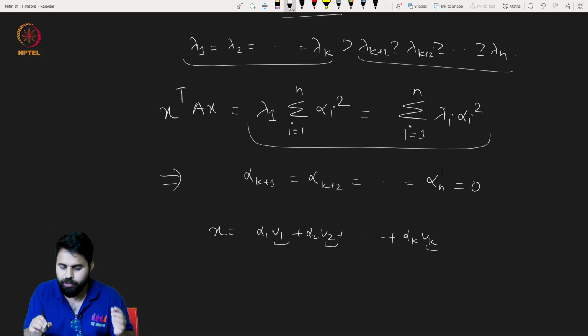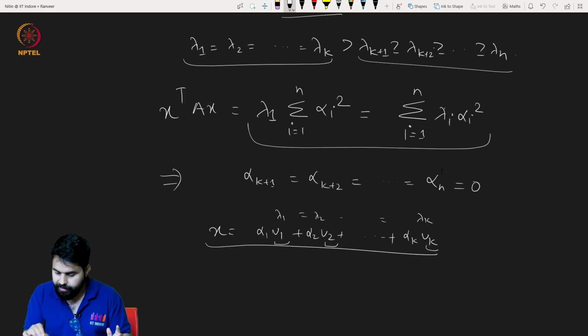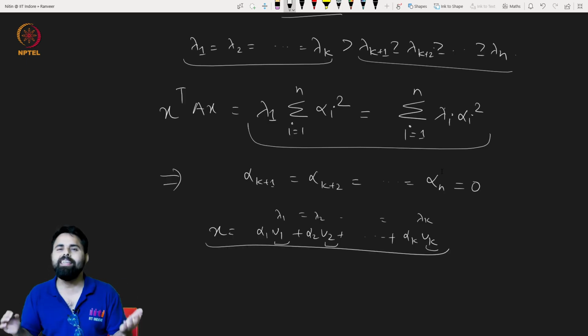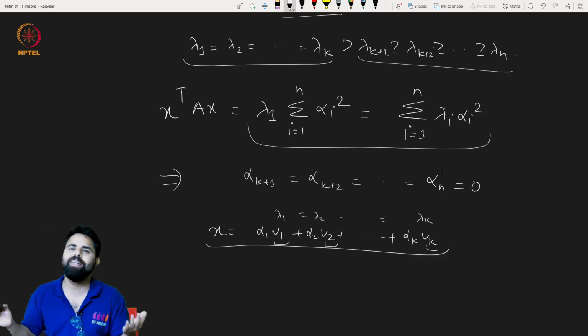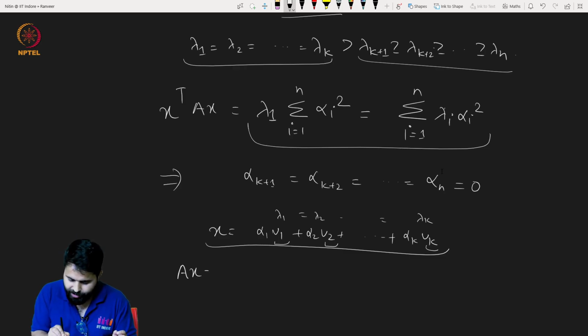Lambda 1 equal to lambda 2 equal to and so on, again I am writing for simplicity. So I can write this as lambda 1. Now x can be written as this, a linear combination of eigenvectors corresponding to eigenvalue lambda 1, and the linear combination will also be an eigenvector. You can actually prove that, but it is a very simple exercise. So we have to prove that Ax will indeed be equal to lambda 1 x.